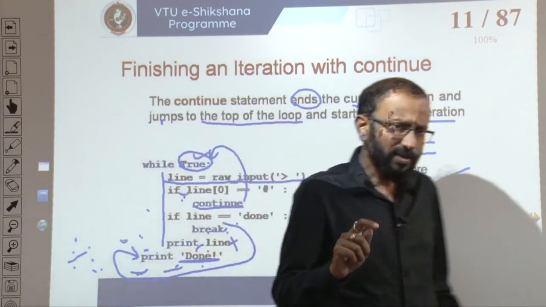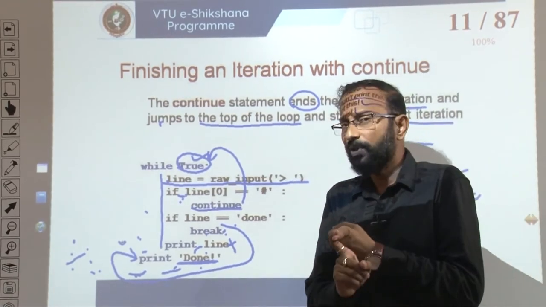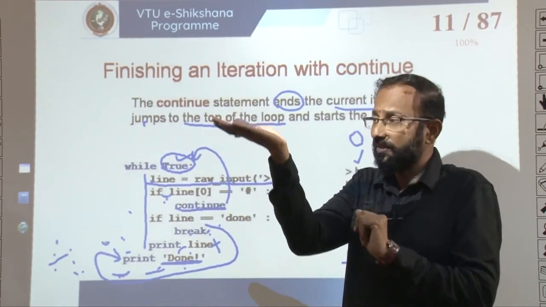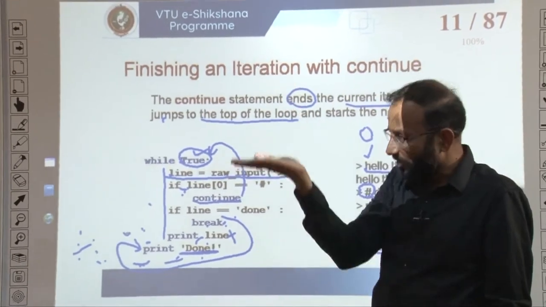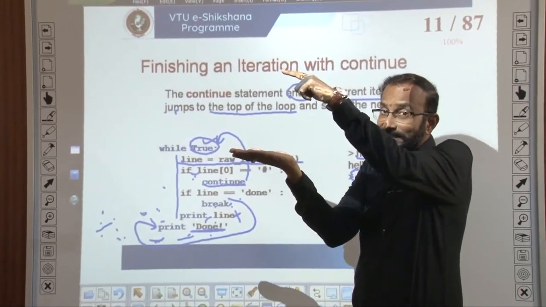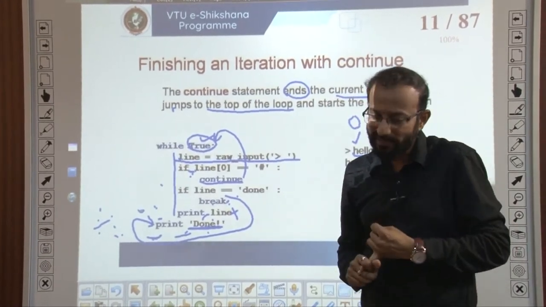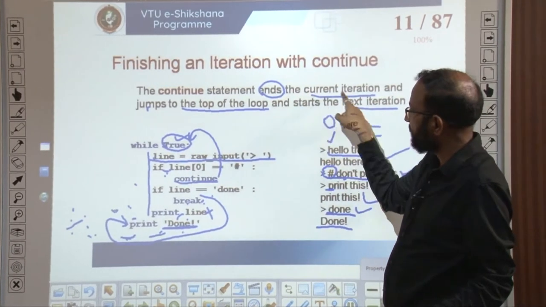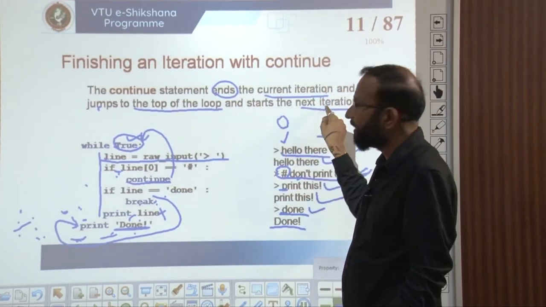So to be very clear, if you are using a break, what does it do? Stop the execution of the while statement, or to make it still simpler, stop the iteration, come out of the while loop. What if it is continue? Stop the iteration. Right, here we are. We got continue. Stop this iteration. Go to the next iteration. Start the next iteration. So you should have a clear picture of what happens if I use a break statement and what if I use a continue statement. I will repeat again. The continue statement ends the current iteration and jumps to the loop and starts the next iteration.